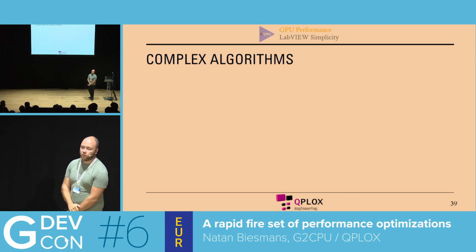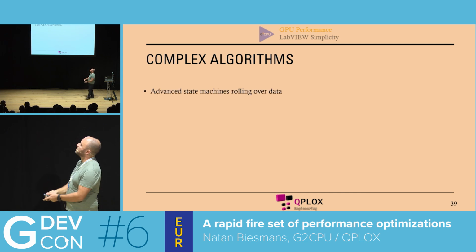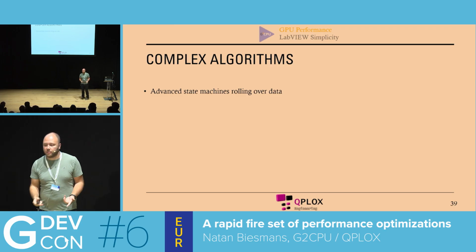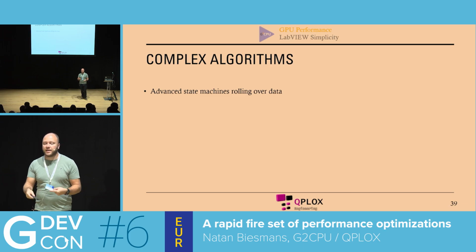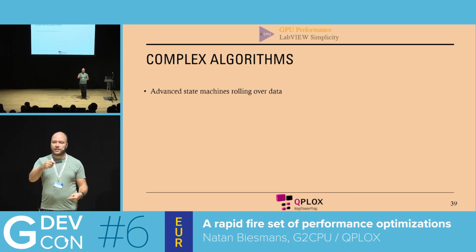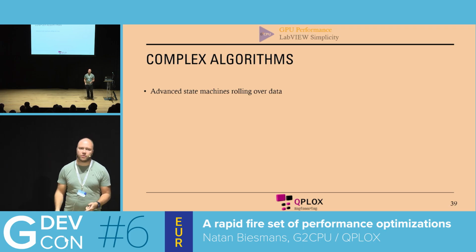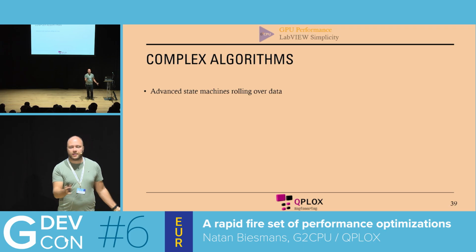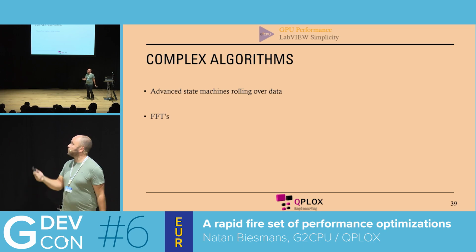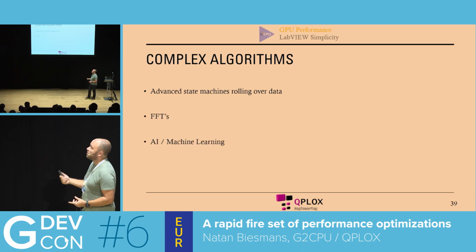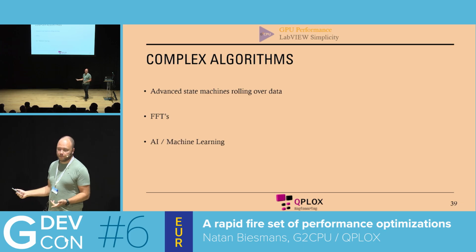Now let's talk really quick about complex algorithms. I'm going to power through these quite quickly because you probably already use them. Complex algorithms can be advanced state machines rolling over the data, seeing, hey, was there a peak, then a valley, then this feature, then that feature. Quite complex, quite expensive. But if we've already removed 99% of the data, we can afford something like this. FFTs can be quite expensive.